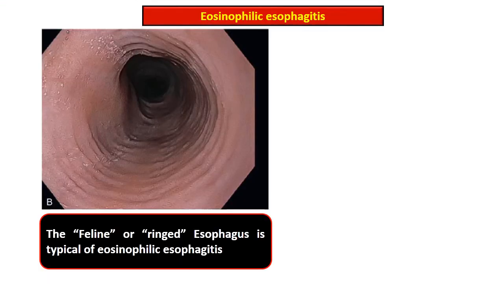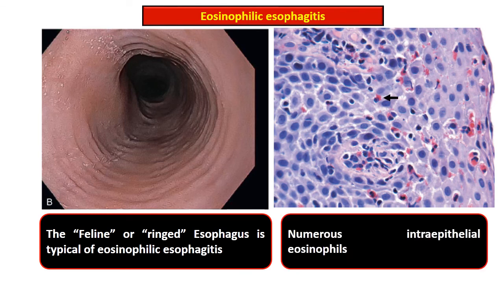So this is the ringed or feline esophagus, the stacked ring appearance, and that is typical of eosinophilic esophagitis, and histologically it is characterized by numerous intraepithelial eosinophils.